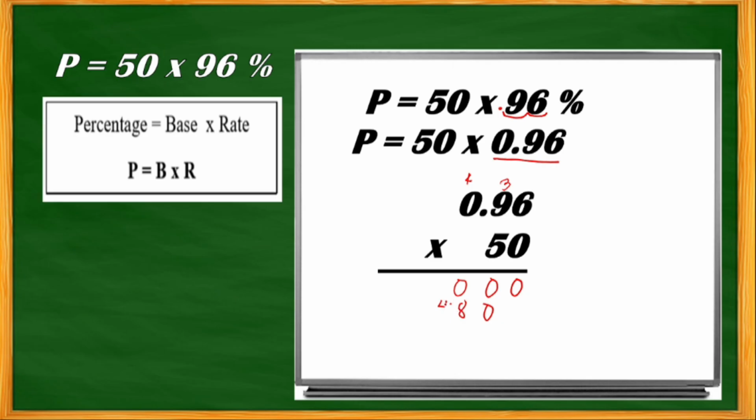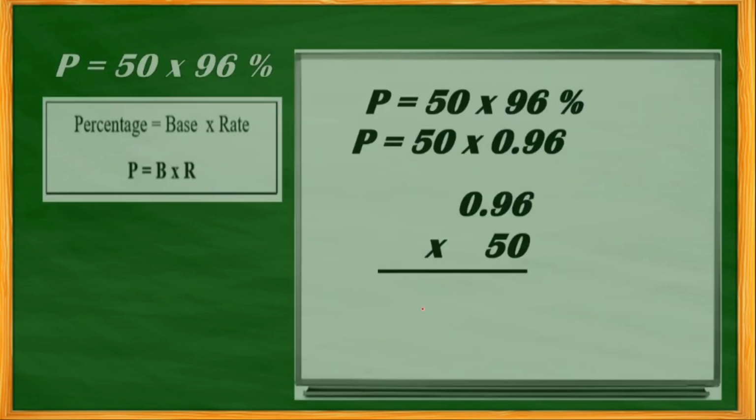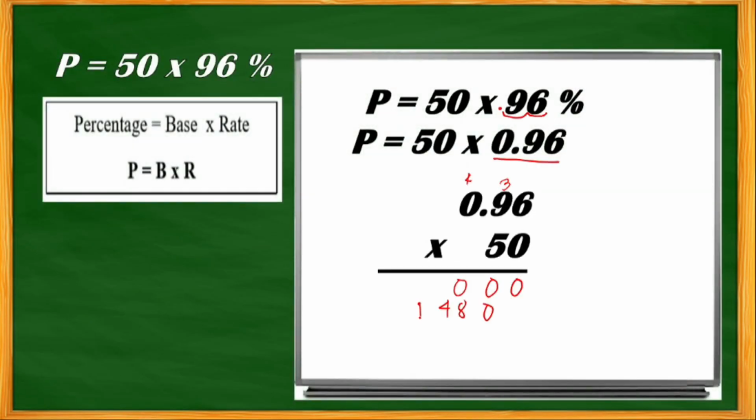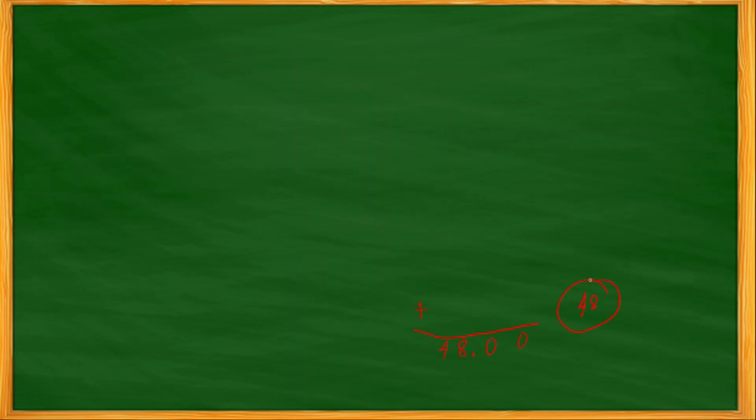And then add. 0, bring down. 0 plus 0 is 0. 0 plus 8 is 8. And then 4, bring down. Then count the number of decimal places. We have 2 and 0. So we have 1, 2. So this would be the answer. So we have 48. So that would be the answer.